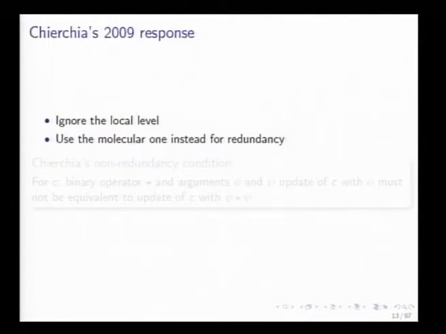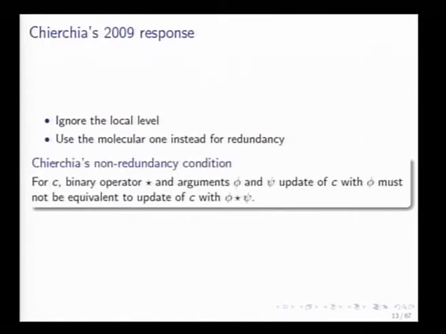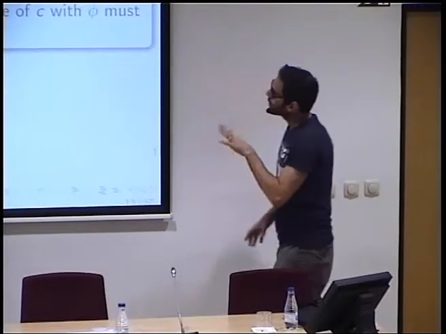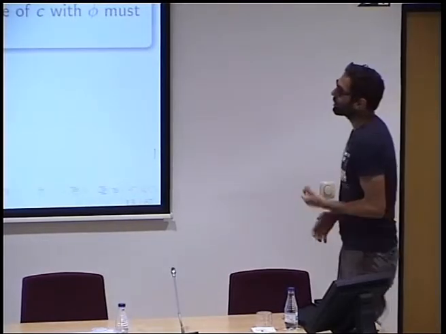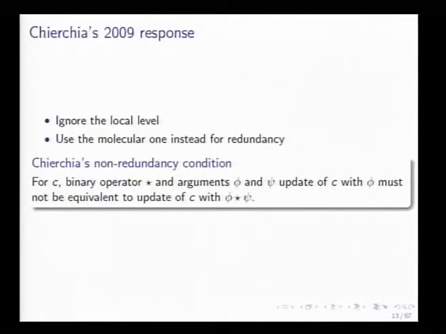Now, Gennaro has engaged with this data, and when Clements raised this issue to him, his answer has been, well, maybe our theory of redundancy should ignore the local level and just look at the next level up, the molecular level, okay? So one way to formulate this condition is as follows. For any context C, binary operator star, and arguments phi and psi, the update of C with phi must not be equivalent to the update of C with phi star psi. Okay, so now it becomes a condition at the operator's level.